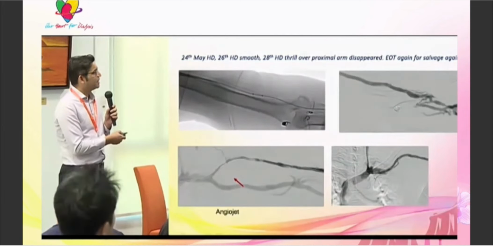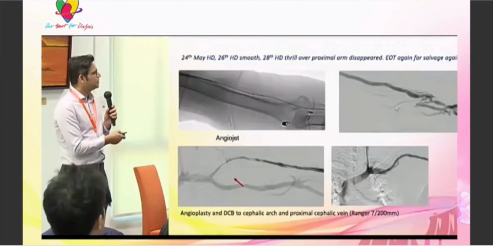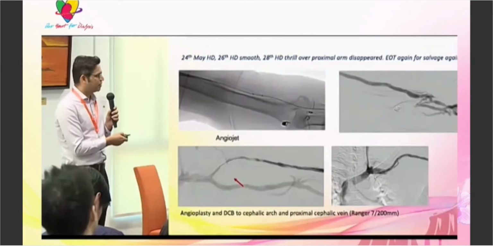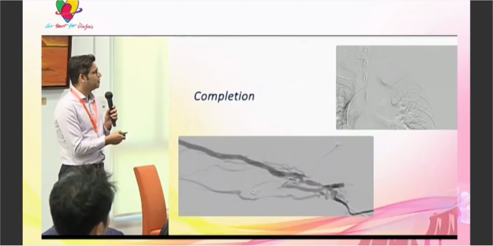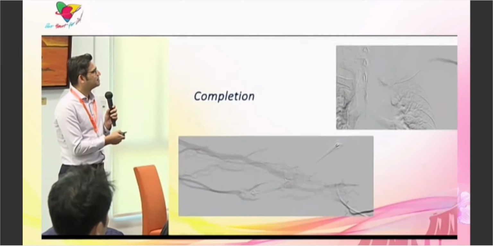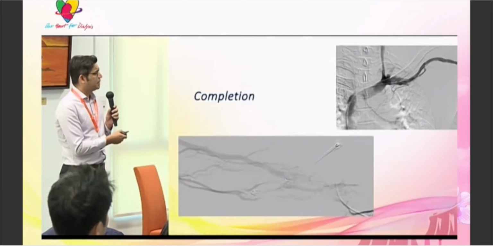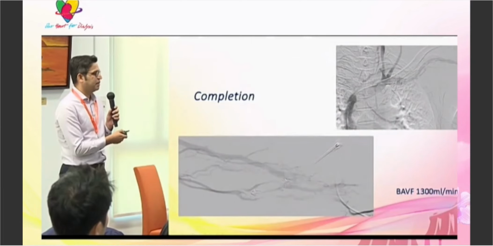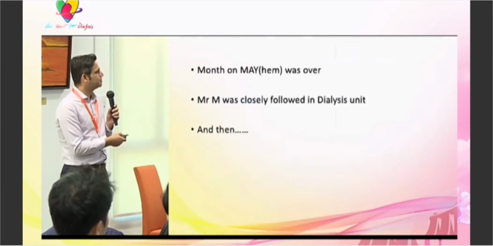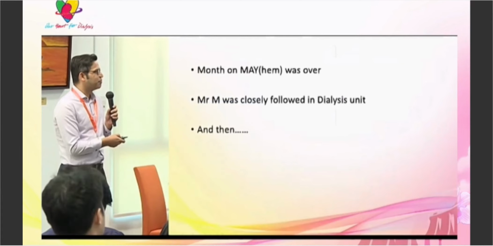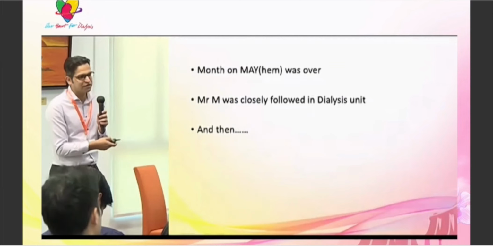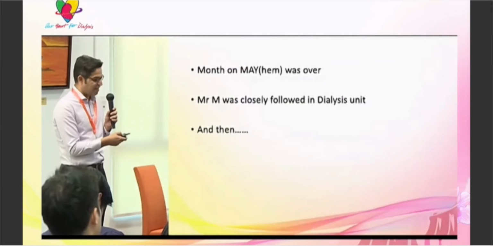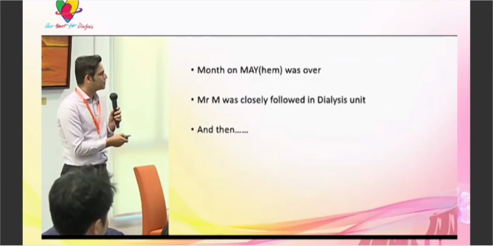And at this time, more angioplasty, with a drug-coated balloon. And that's how the completion run looked like. Pretty decent. And brachial artery flow always was very good. So the month of mayhem was over, and he was closely followed in the dialysis unit. But the story was not over yet.